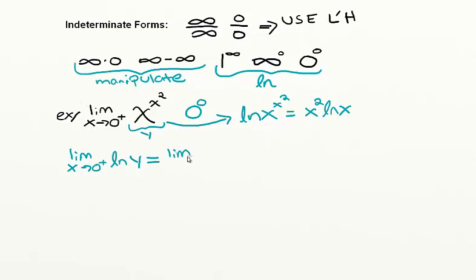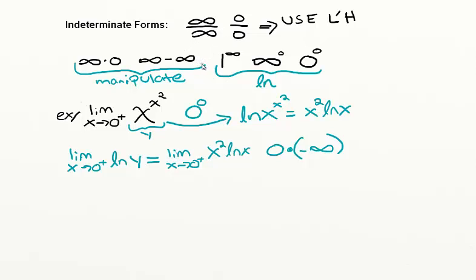So we're going to get the limit as x approaches 0 plus of x squared times the natural log of x. Alright, now we need to see what this is as x approaches 0. Well, as x approaches 0 from the right, x squared goes to 0, and natural log of x goes to negative infinity. So now we have a type infinity times 0, and we're going to need to manipulate this to look like infinity over infinity or 0 over 0.